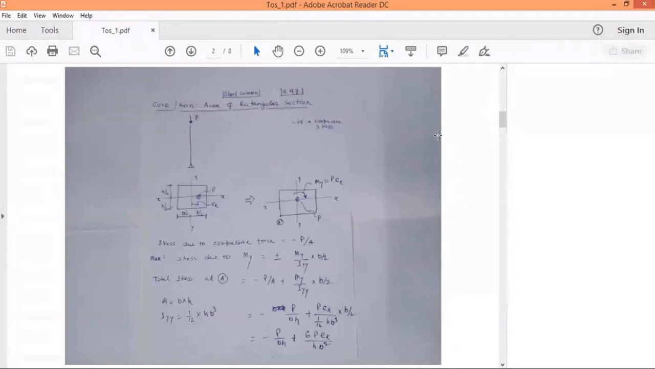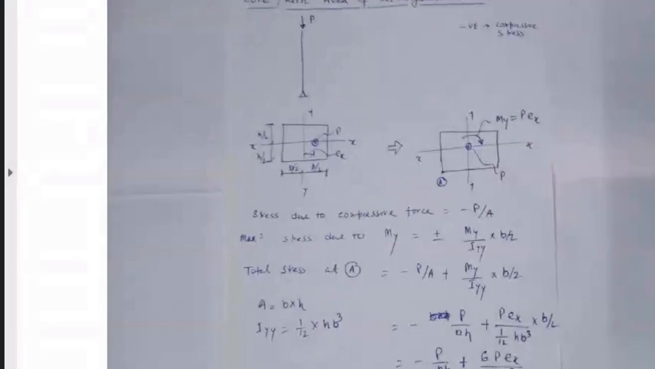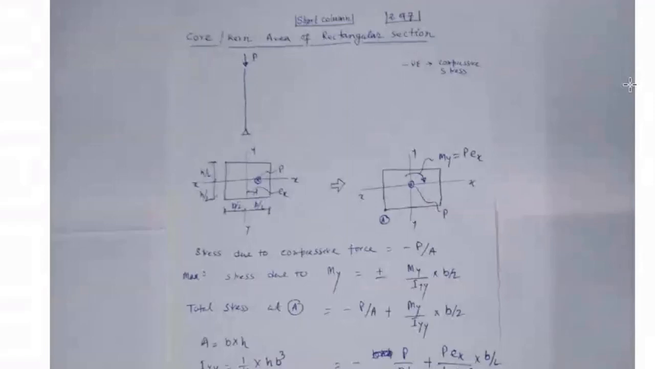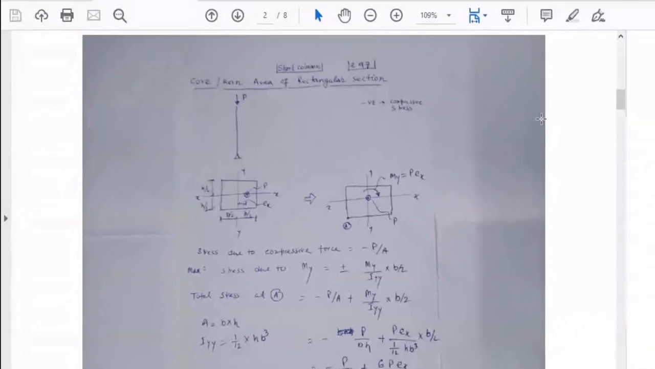This core area means, if the line of action of the axial force passes through this area, there will be only compressive stress in the column. Again, I repeat, if the line of the compressive force passes through this kern area or core area, then there will be no tensile stress, or the stress will be entirely compressive in nature. Why is it required actually?